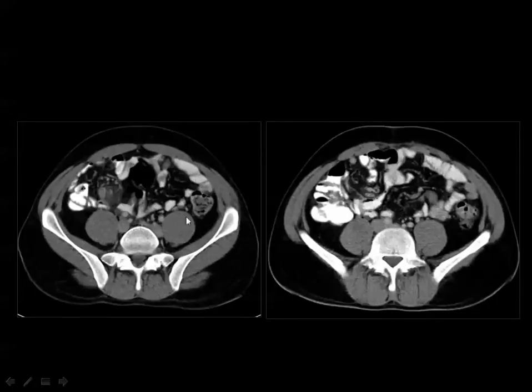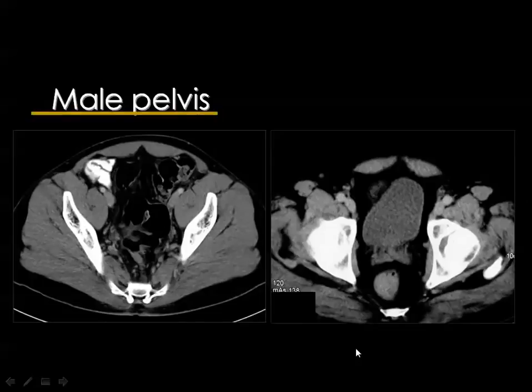This is the psoas muscle, and this is the iliacus muscle. And you can see that the aorta has divided into two common iliac arteries, and the common iliac has been divided lower down into the external and internal iliac arteries. And if you come to the pelvis, you should discriminate between the male and the female pelvis.